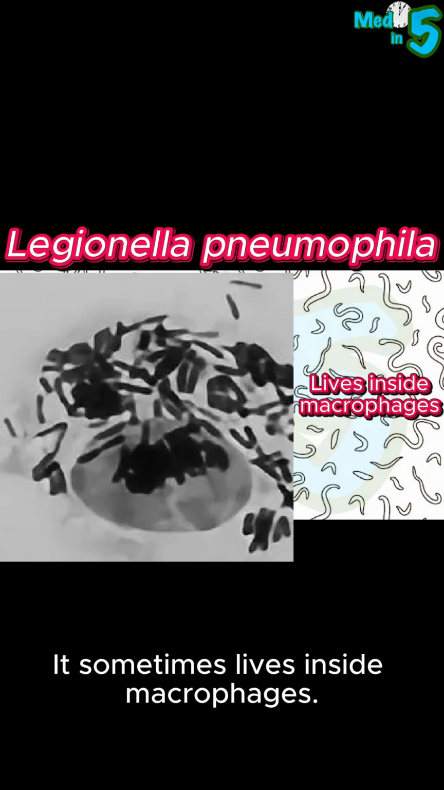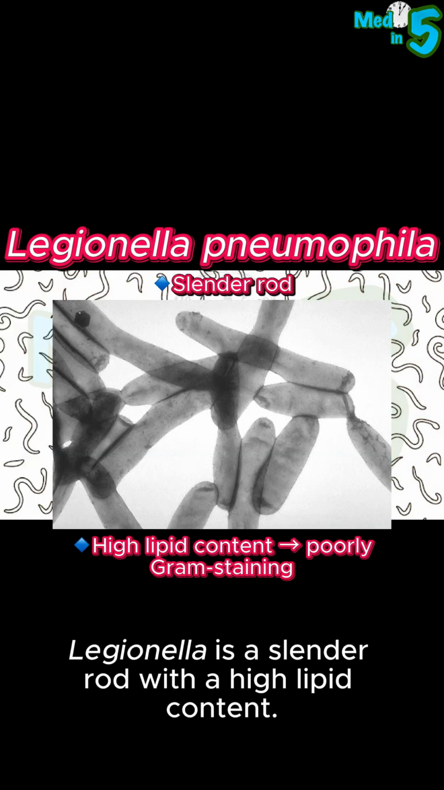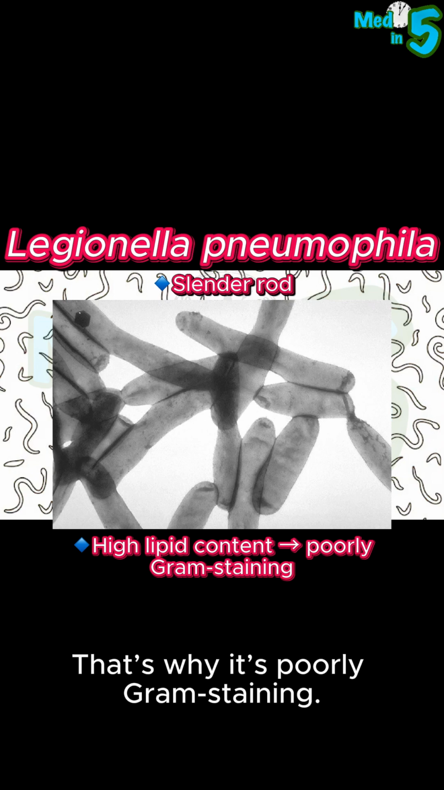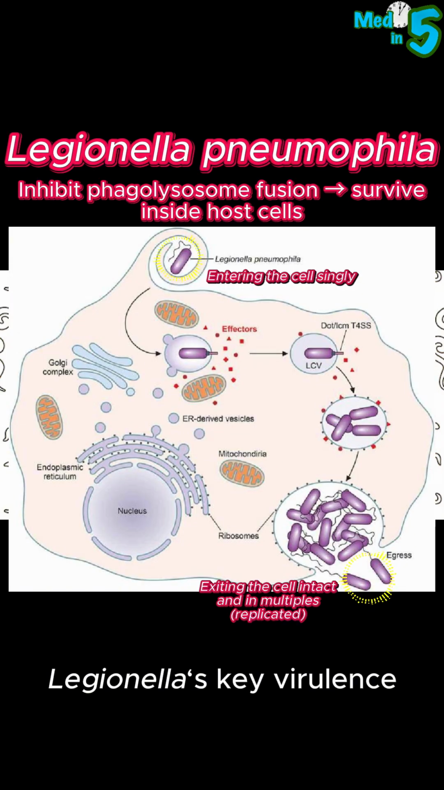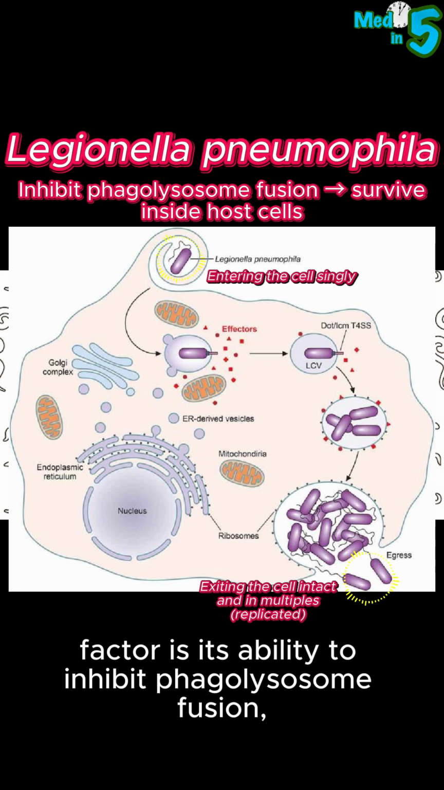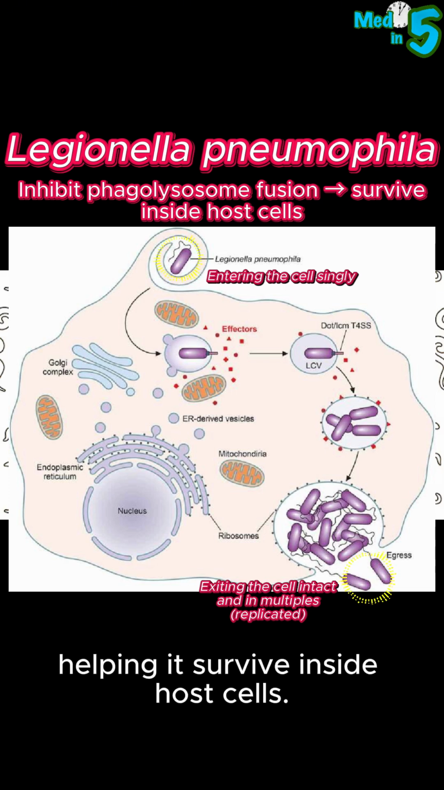It sometimes lives inside macrophages. Legionella is a slender rod with a high lipid content. That's why it's poorly gram staining. Silver staining helps identify this bug. Legionella's key virulence factor is its ability to inhibit phagolysosome fusion, helping it survive inside host cells.